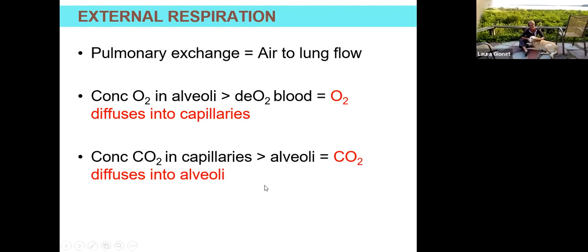In reverse, carbon dioxide moves the opposite direction. It's in high concentration in the arterial blood. Remember, the arteries are still blue because they're high in carbon dioxide. Right? So the concentration of carbon dioxide in the blood in the capillaries is greater than that in the alveoli. So now we have a diffusional pathway for carbon dioxide from the blood into the alveoli. And now you can exhale it.